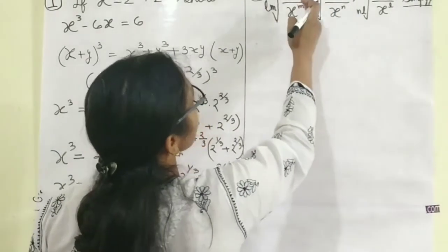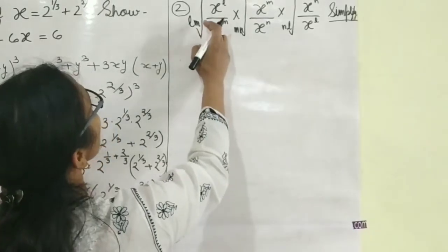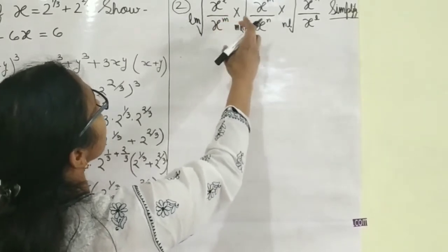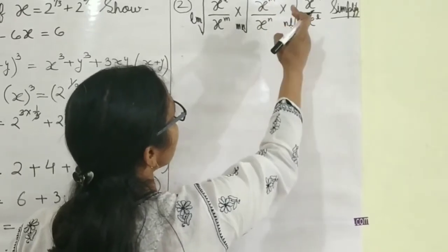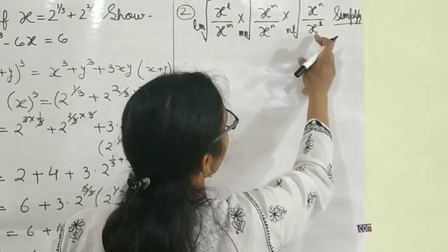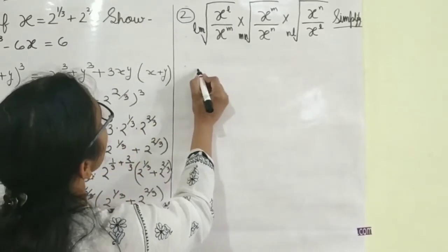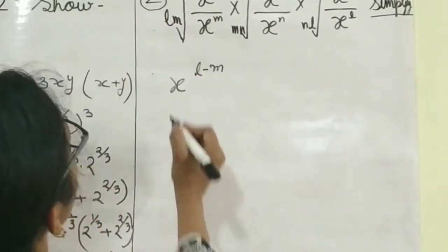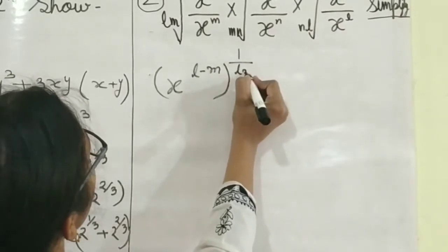The next example: the l-th root of x to the power l upon x power m, into the mn-th root of x power m divided by x power n, into the nl-th root of x to the power n divided by x power l. We have to simplify it. Now x power (l minus m), this is our dividing, bracket close, 1 upon lm.